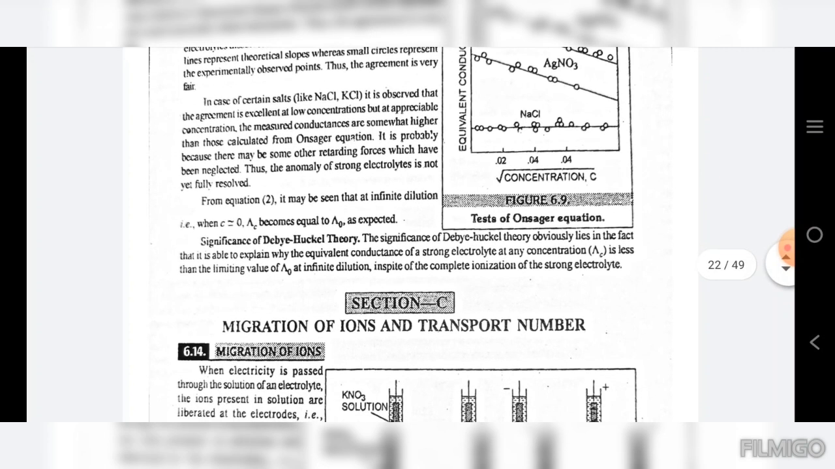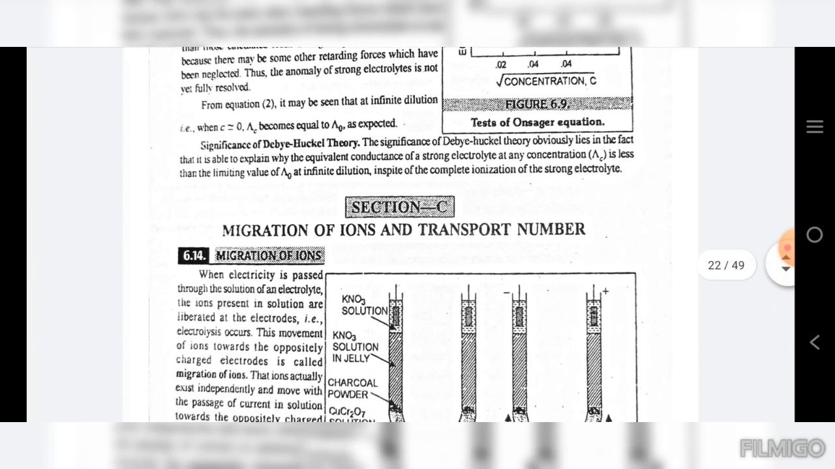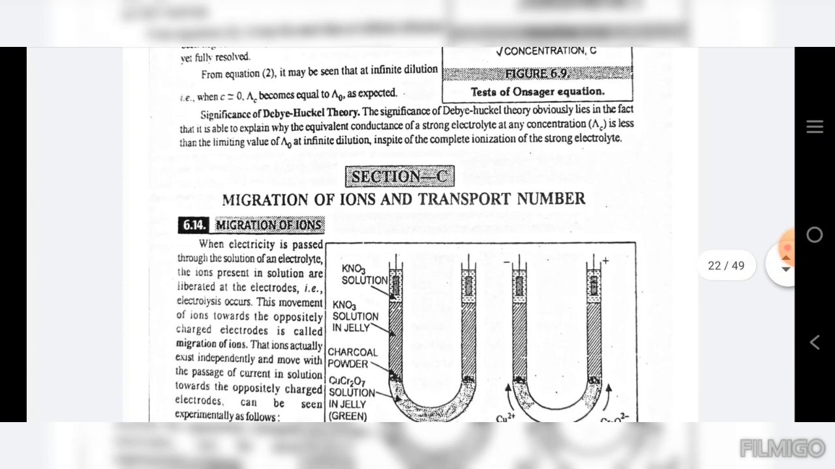In case of certain salts like NaCl, KCl, it is observed that the agreement is excellent at low concentrations, but at appreciable concentration, the measured conductances are somewhat higher than those calculated from the Onsager equation. It is probably because there may be some other retarding forces which have been neglected. Thus, the anomaly of the strong electrolytes is not yet fully resolved. From equation 2, it may be seen that at infinite dilution.